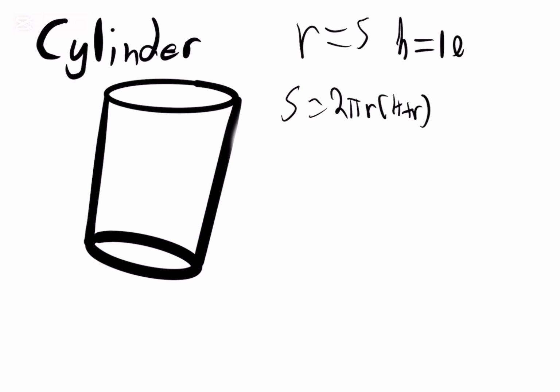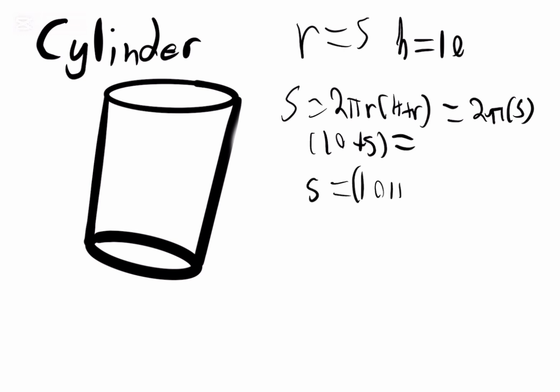So, this would end up equaling 2 pi, parentheses, 5, parentheses, 10 plus 5, and this would equal S equals 10 pi in parentheses, because we would combine 2 pi times 5, and that would come out to 10 pi, and then we would times that by 15, because 5 plus 10 is 15, and we would come out to a total of 150 centimeters squared.